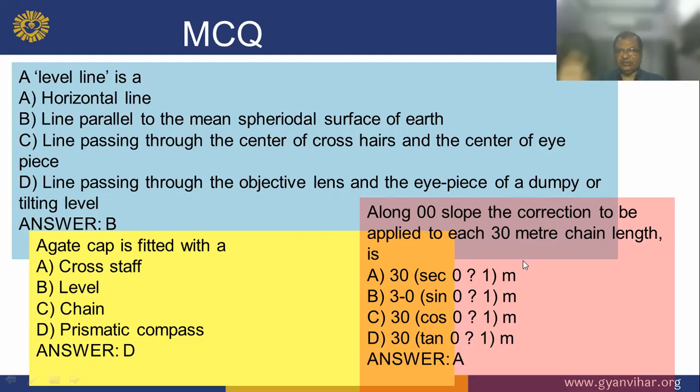And now it is the last question. A long 0 degree slope. The correction to be applied to each 30-minute change length is, and what is the correct answer? So the correct answer is A, 30 seconds.